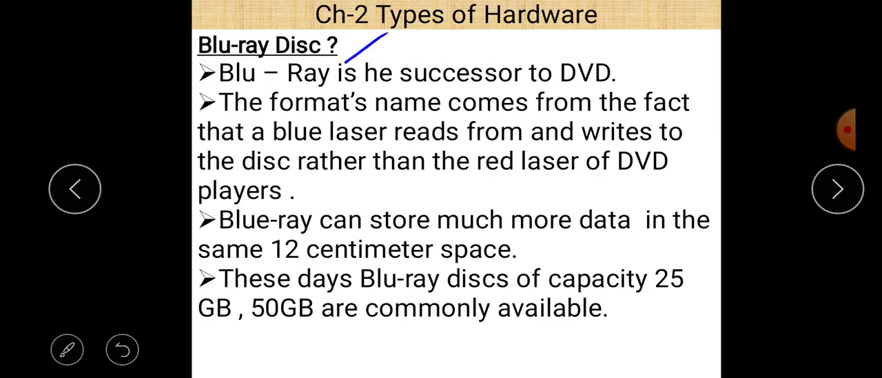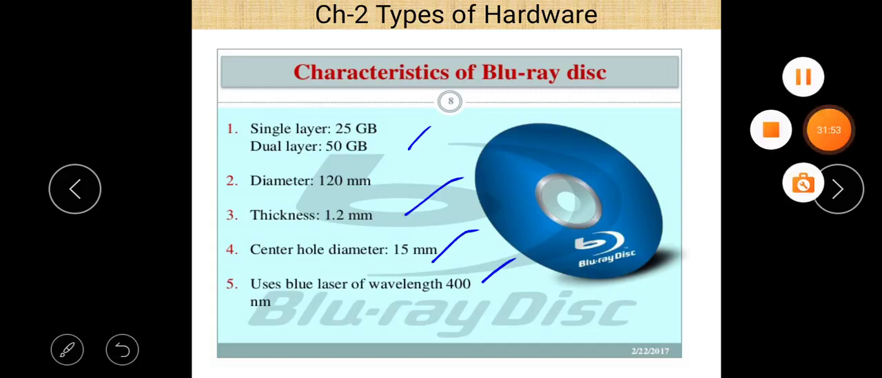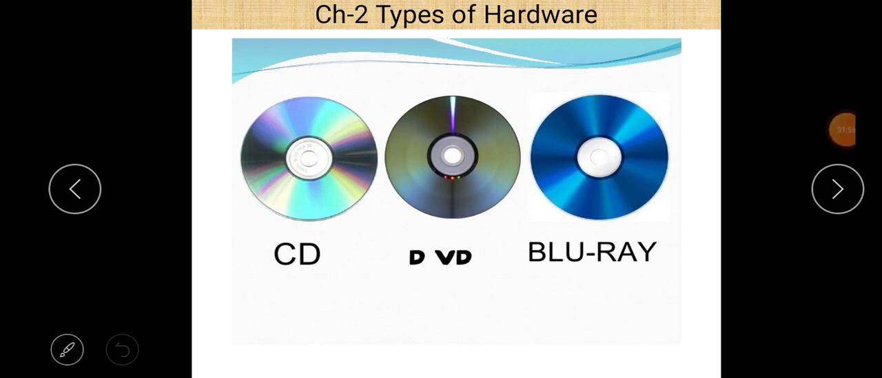Next is Blu-ray disc. Blu-ray disc is a successor of a DVD, and they can store data up to 50 GB. Most common size is 25 GB, and a blue laser is used in it, while in DVD a red laser is used. In Blu-ray disc, blue laser is used, that's why they are called Blu-ray disc. So these are the key features or characteristics of a Blu-ray disc, and that is a diagram of Blu-ray disc.